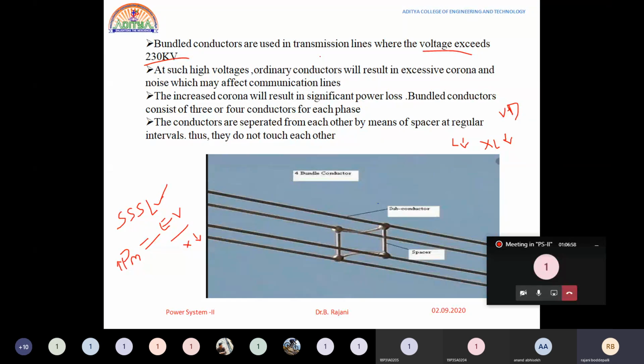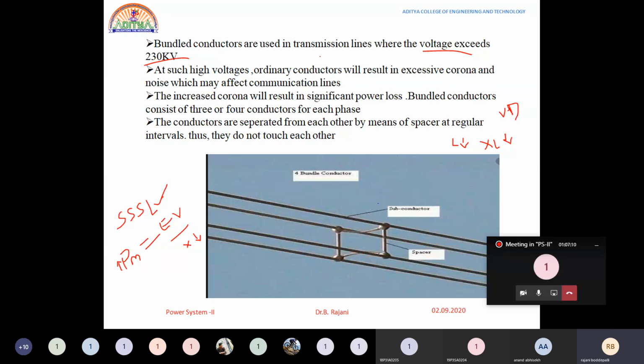Surge impedance loading has been increased, and characteristic impedance has been decreased. Let's see what those two terms are in the next chapter, which is on long transmission lines.